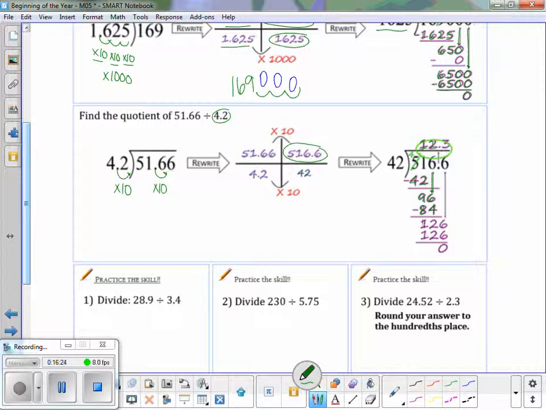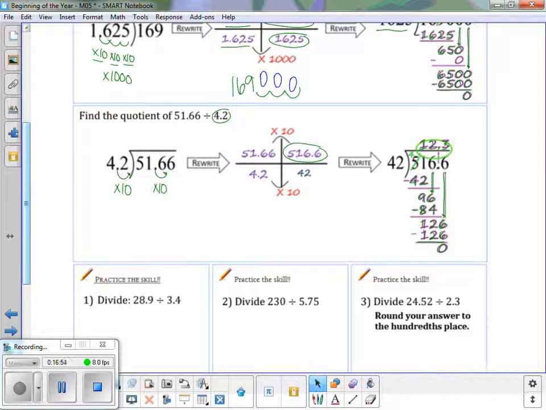I'm going to bring down my 6. I want you to notice something here, though. There is a decimal point here, so I need to put my decimal point in my quotient. It's in my answer. Make sure you do not forget to do that. 42 goes into 126 3 times, which is 126. When we subtract, we're left with 0 there. Okay, I'm going to pause this so I can answer a question.